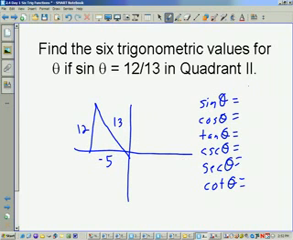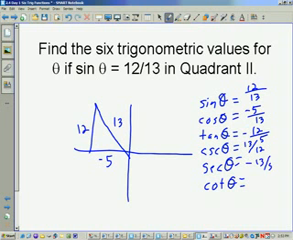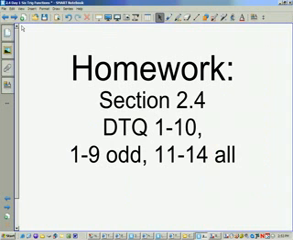All right, the sine is opposite over hypotenuse, 12 over 13. Cosine is negative 5 over 13. Tangent is negative 12 over 5. Cosecant is just the reciprocal of this, 13/12. Secant is the reciprocal of that, negative 13/5. And cotangent is negative 5/12. All right, that's it. There's your homework.